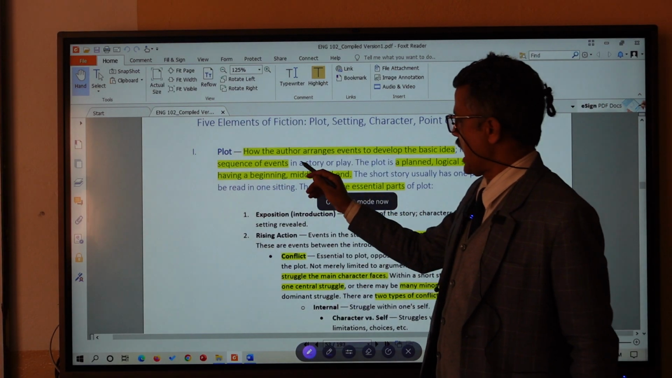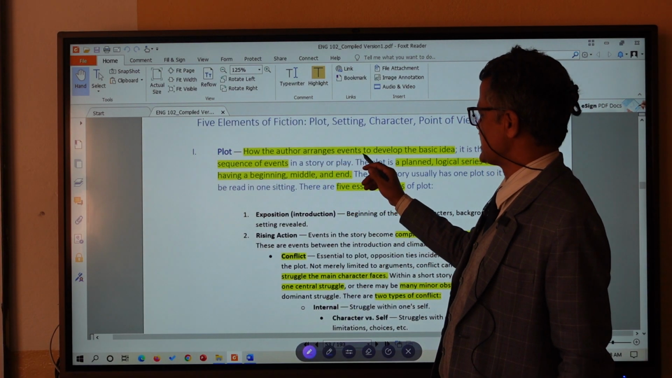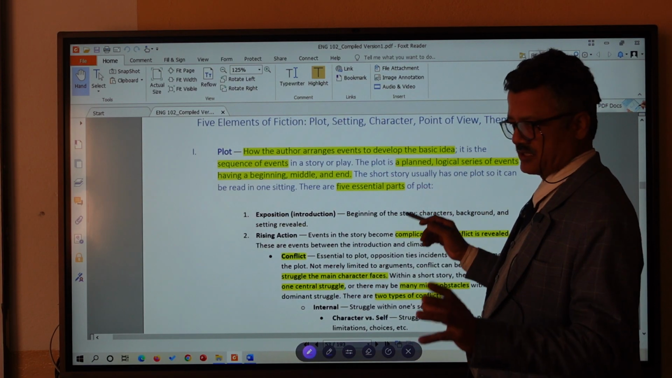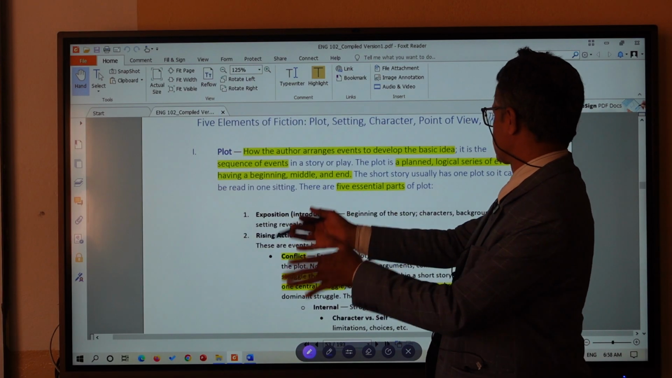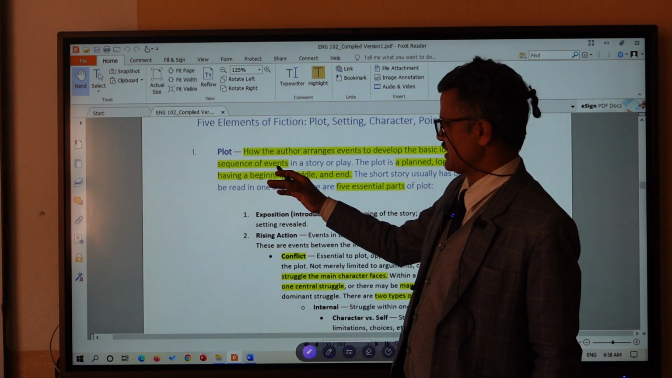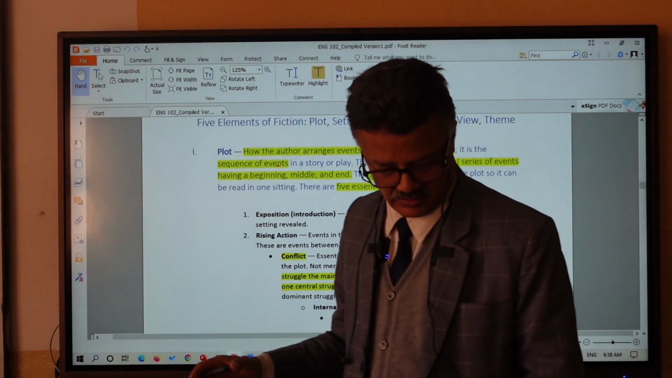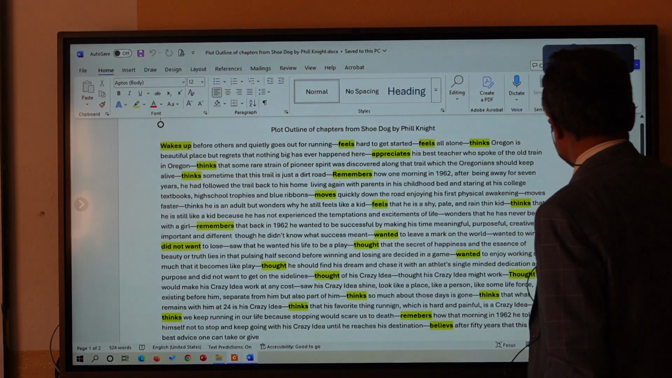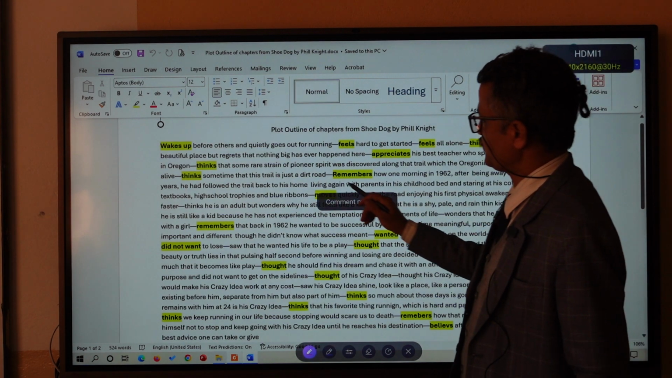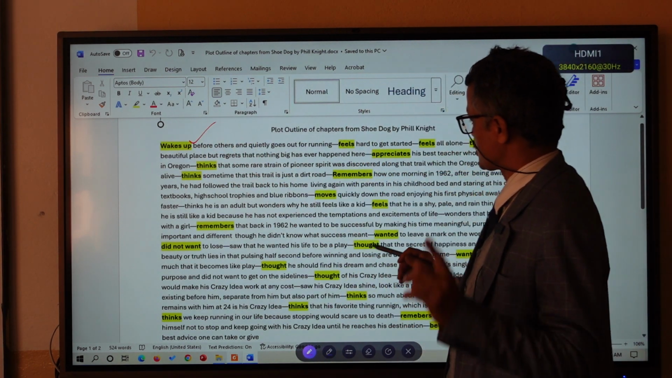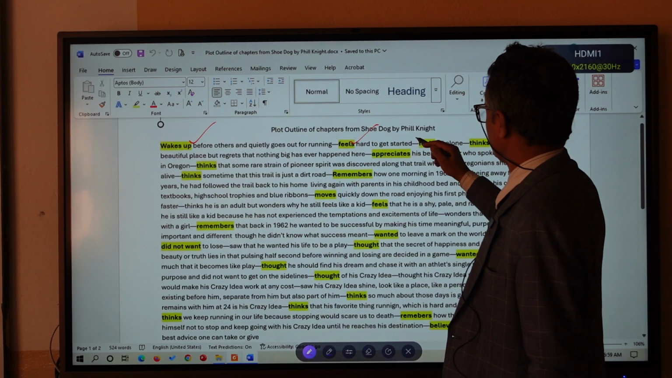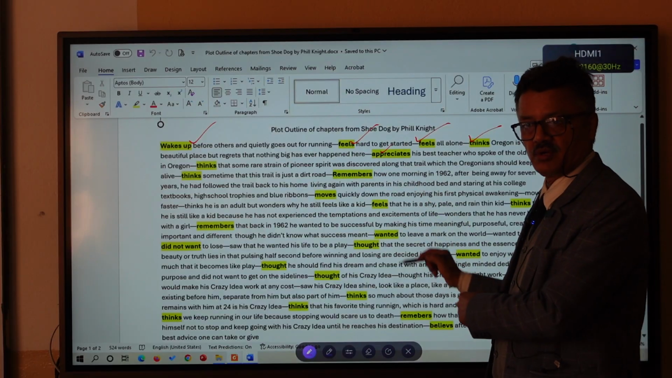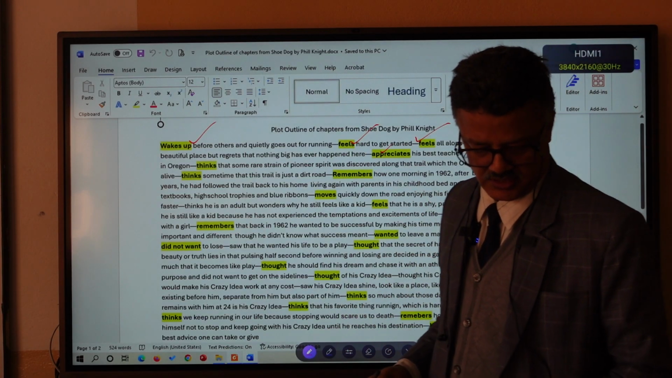So, plot. How the author arranges events to develop the basic idea, right? What happens first, what happens next? Sequence of events. As you can see here, first he does this, sequence 1, then sequence 2, 3, 4, 5. How events have been arranged. This is plot.